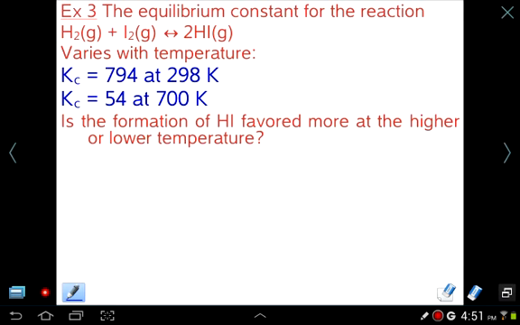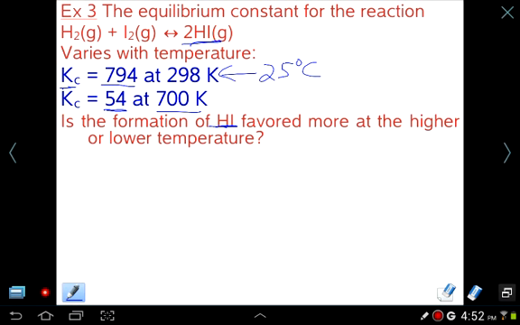So let's wrap up with this example. It says the equilibrium constant for this following reaction varies with temperature, and this is true. Most constants will vary with temperature. That's why usually temperature is given along with an equilibrium constant. So the question is, is the formation of HI, that's our product here, favored more at the higher or at the lower temperature? We see that Kc is 794 at 298 Kelvin. This is roughly room temperature, 25 degrees Celsius. And Kc drops down to 54 at quite a bit above room temperature, 700 K.